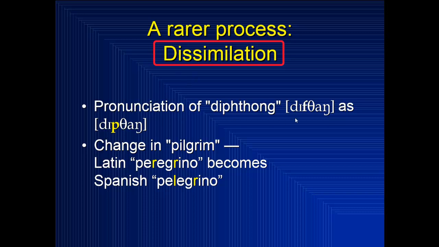Pronunciation of a diphthong as diphthong. Okay, so we are trying to make the two sounds different. F is a fricative and th is a fricative. So we try to make f, which is a fricative, more unlike the fricative following it. We make f a stop. So instead of saying diff, we say dip, to make them different.